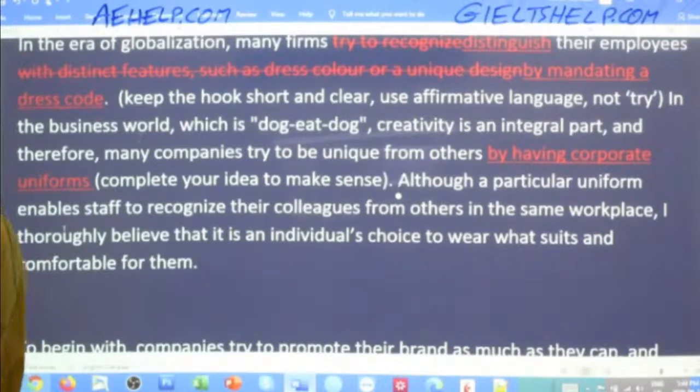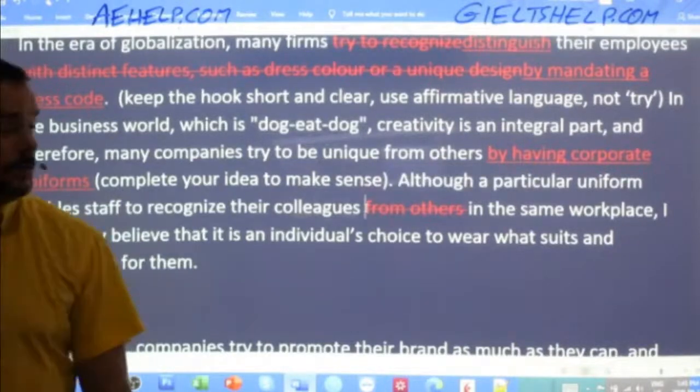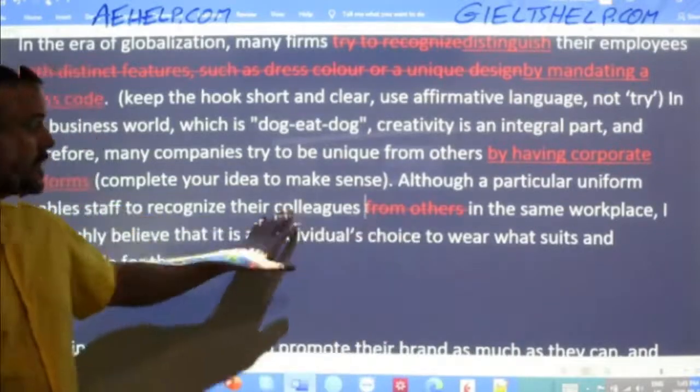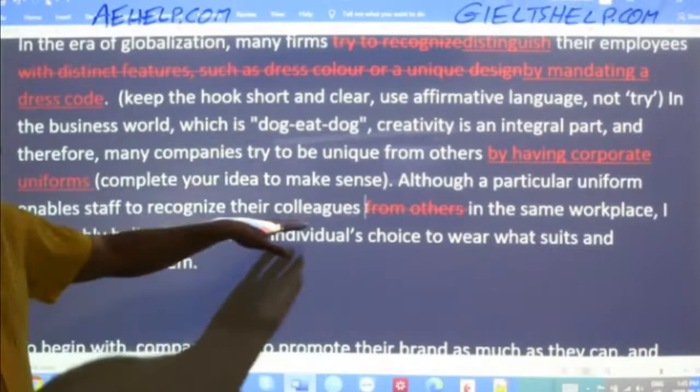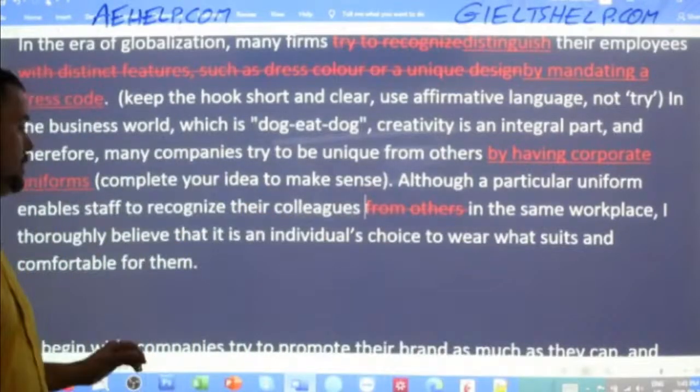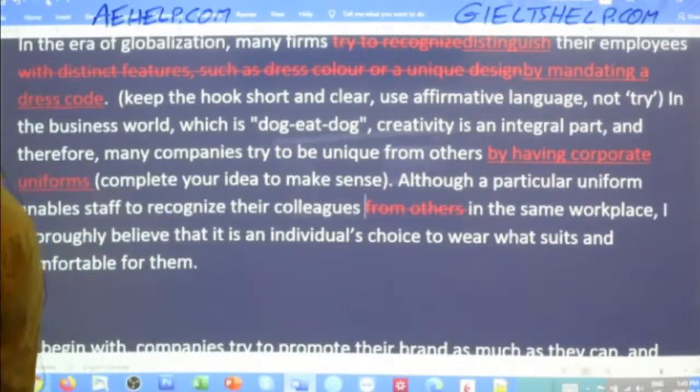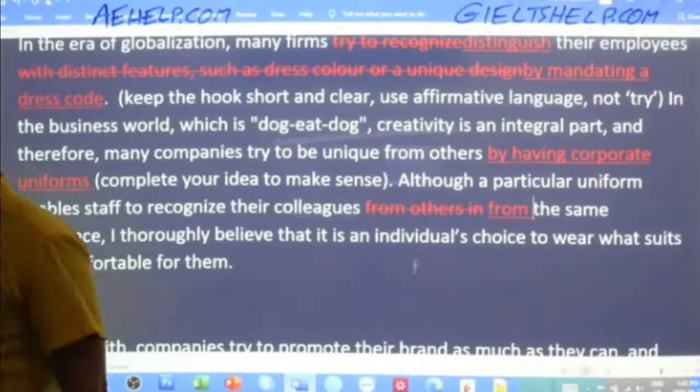So although a particular uniform enables staff to recognize their colleagues, we don't need this. Let me see if my review is going on. Yeah. Okay. All right, so we don't need from others, simply it's understood from colleagues, so this is a bit wordy. So we can just read this as to recognize their colleagues in the same workplace. I would probably change this to from the same workplace. It's more accurate.